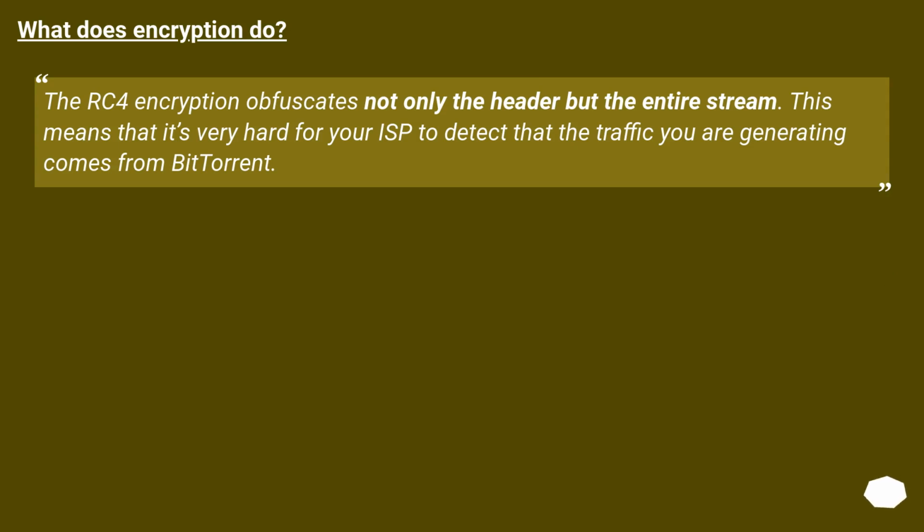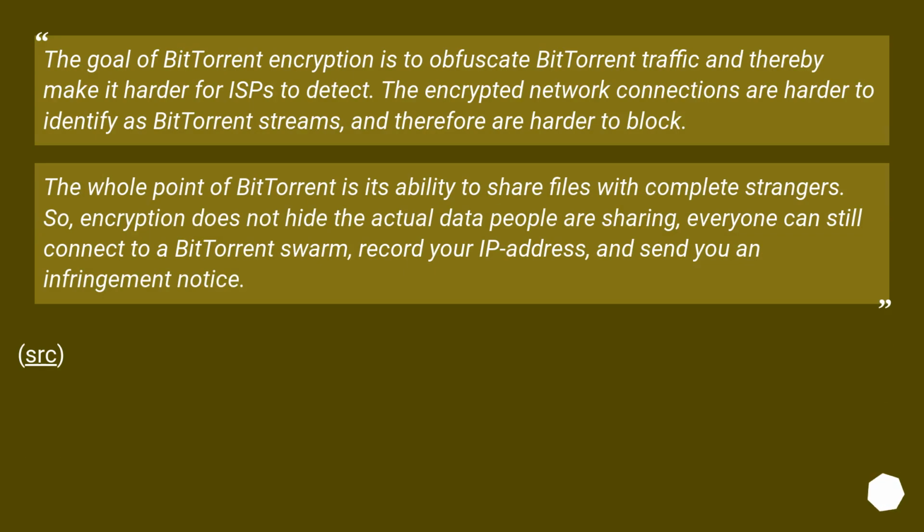What does encryption do? The RC4 encryption obfuscates not only the header but the entire stream. This means that it's very hard for your ISP to detect that the traffic you are generating comes from BitTorrent. The goal of BitTorrent encryption is to obfuscate BitTorrent traffic and thereby make it harder for ISPs to detect. The encrypted network connections are harder to identify as BitTorrent streams, and therefore are harder to block.